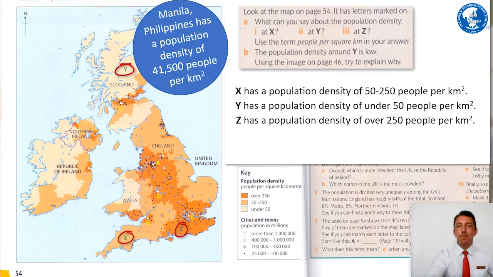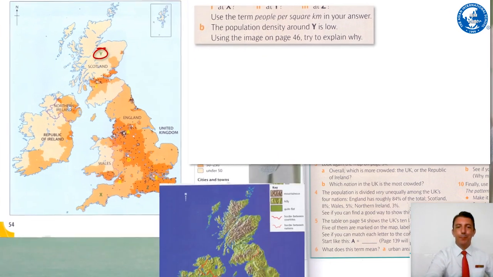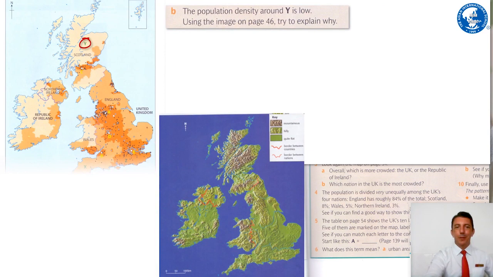Now let's look at question B. The population density around Y is low. We see it has only under 50 people per square kilometre. So using the image on page 46, try to explain why. Let's have a look at that image. So we see Y on the first map. If we match that to the place on the second image, what can we infer to try to explain why the population is so low here?